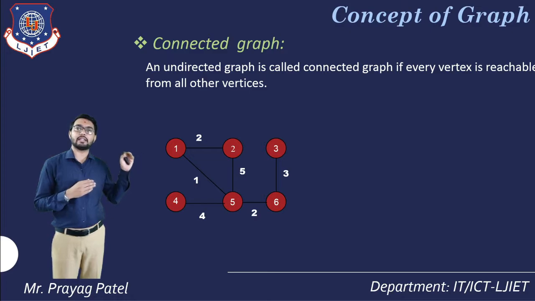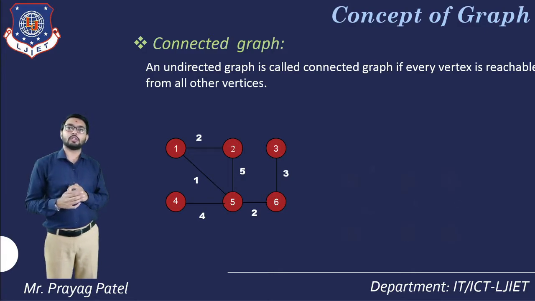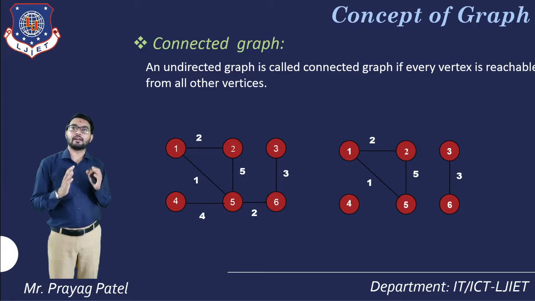Here we can say that a path from node 1 to any node is available using any number of intermediate nodes. If you want to find the path from node 1 to node 3, then the path is available like 1 to 5, 5 to 6 and 6 to 3. So here each and every node is connected, not disconnected. So this graph is considered a connected graph.